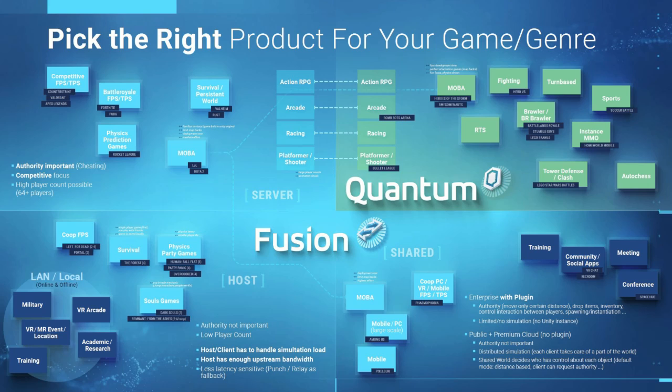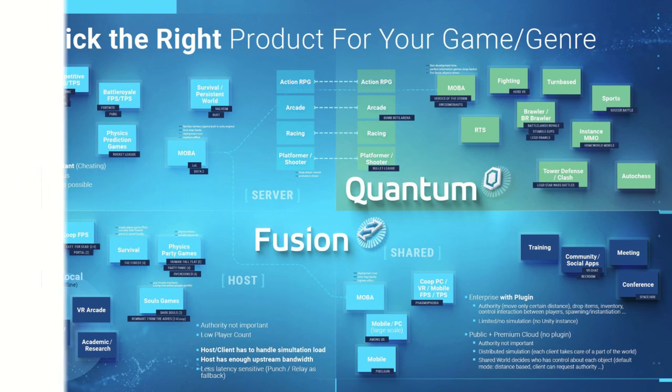And as I said before, the benefit is that you don't need to have server orchestration. You don't need to handle servers at all. So for instance, Stumble Guys are using Quantum, and they don't need to worry about server management or anything like that, and it can run on mobile, but it can also run seamlessly on PC or console.